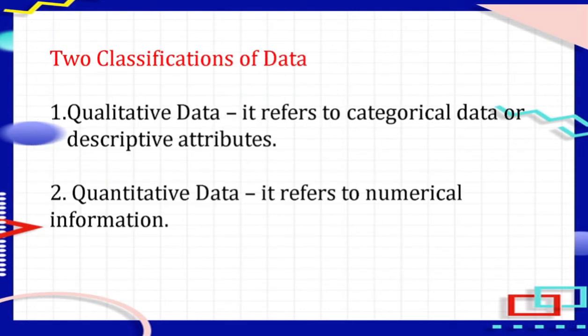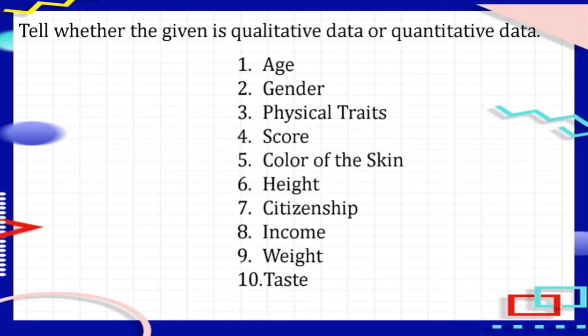Now, let us have 2 classifications of data. Kapag sinabing qualitative data, it is just referring to categorical data or descriptive attributes. And when you say quantitative data, it refers to numerical information. So example, we have here, tell whether the given is qualitative or quantitative data. Number 1, age. Is it a descriptive information or a numerical information? Correct. That is quantitative. Kasi numerical yan.